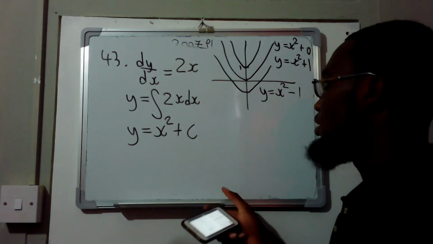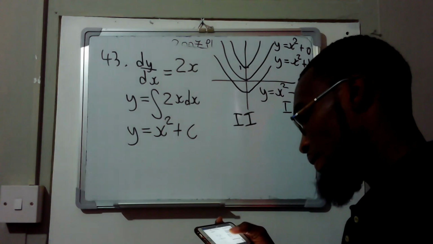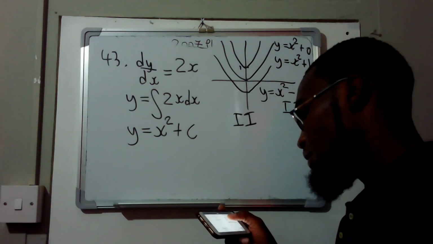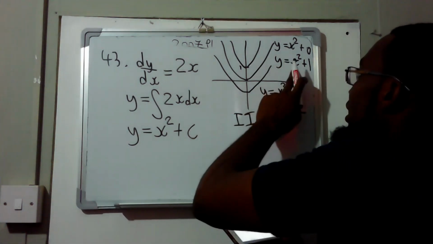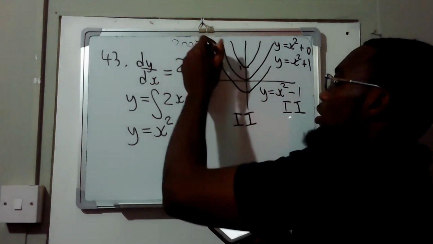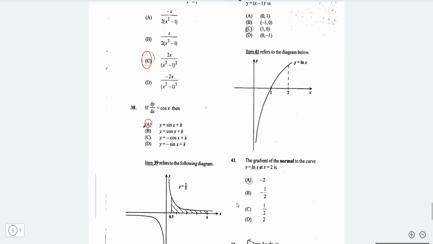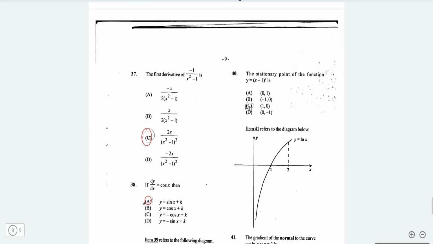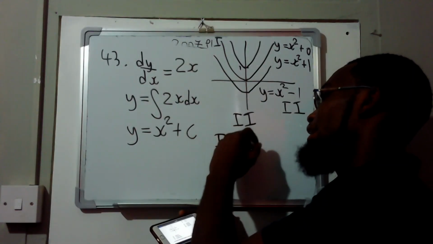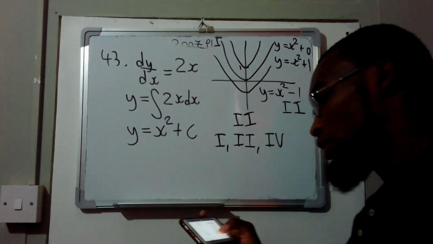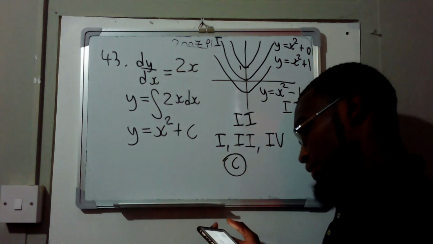So 2 is true, so I is true, because x squared minus 1 is I. Alright, now let's look at I. I looks like x squared plus 1. When x is negative 1, squared plus 1 is 2. I is true. So I and I are true. Alright, so I and I are true. And IV is also true. IV at the origin. So that means that I and IV, those are true. So that is going to be option C. That's option C.